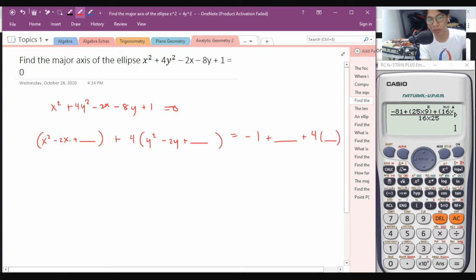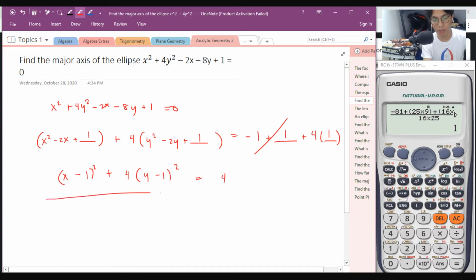Basic. Kunin ko dito, negative 2 divide by 2. Di 1. Dito, negative 2 divide by 2. Di 1 ulit. Cancel na to. Ibig sabihin, x squared. Perfect square na to. X minus 1 squared plus 4 y minus 1 squared equal to 4. Divide both sides by 4.